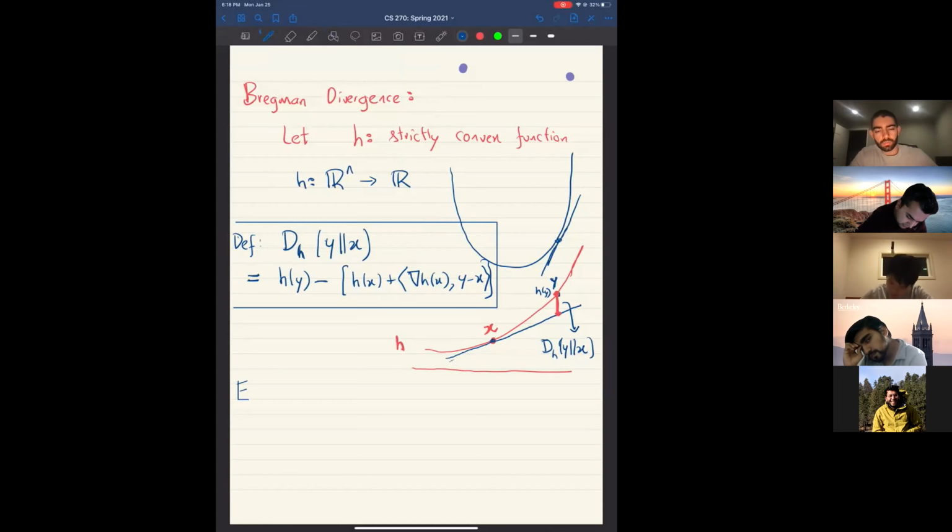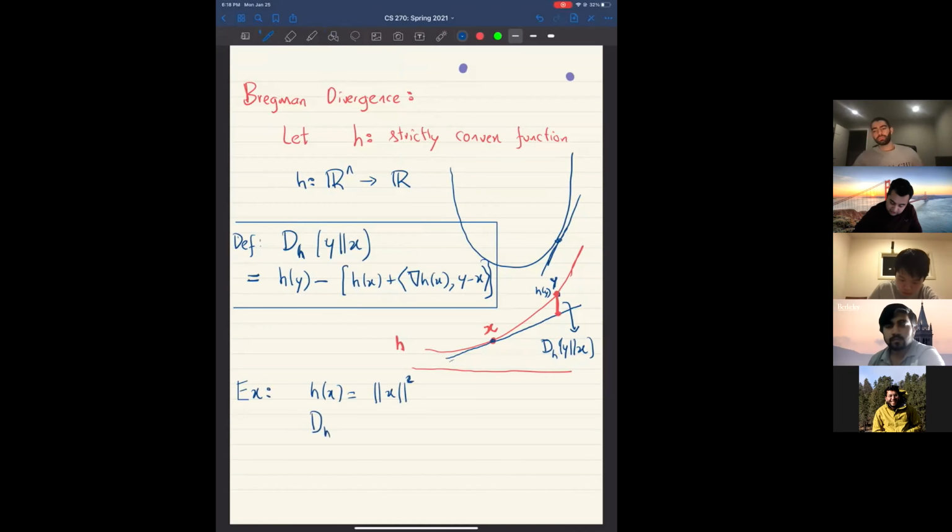Here are a couple of examples. If I pick my convex function to be just the 2 norm, then the Bregman divergence nicely turns out to be, and it's a good exercise to work it out, the distance squared. So this recovers vanilla gradient descent: you start with the convex function, which is the 2 norm, write down its corresponding Bregman divergence, and you get the thing.